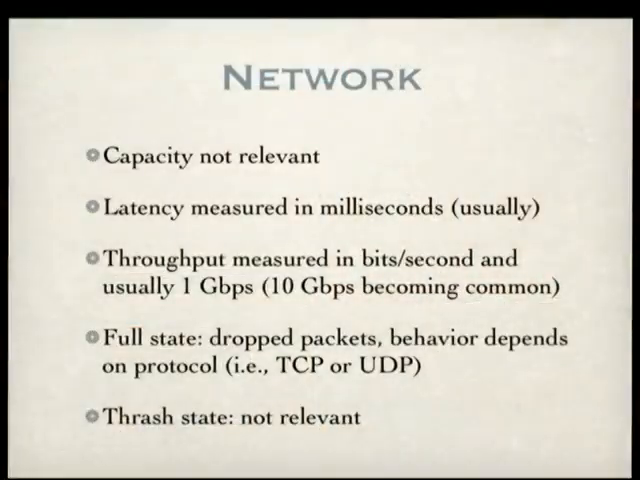Networking, we don't really talk about capacity of a network. We do talk about latency. In a data center, your machines are pretty close together, so they're usually on the order of a millisecond or less apart, half a millisecond maybe, but it's still on that order. Throughput, just to confuse you, is in bits per second.